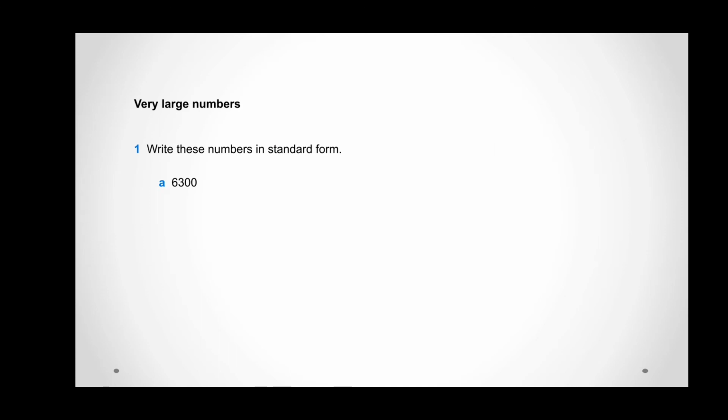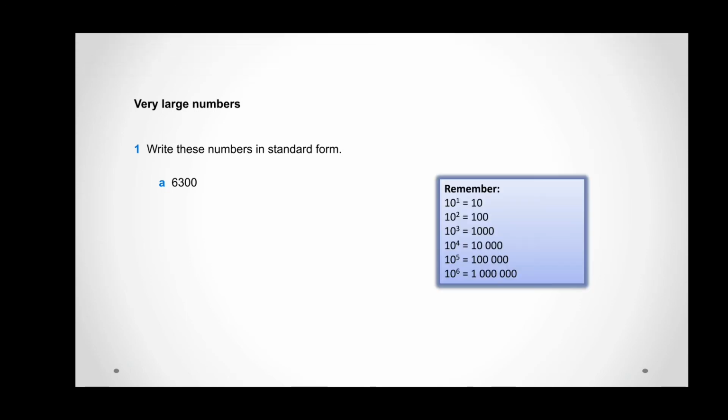Very large numbers, write these numbers in standard form. 6,300. Then 6,300 you can write as 6.3 into 10 to the power 3. Now see, 10 to the power 1 means 10, 10 to the power 2 means 100, 10 to the power 3 means 1000, 10 to the power 4 means 10,000, 5 means 100,000, like that. So here thousands means 10 to the power 3. So your answer should be 6.3 into 10 to the power 3.